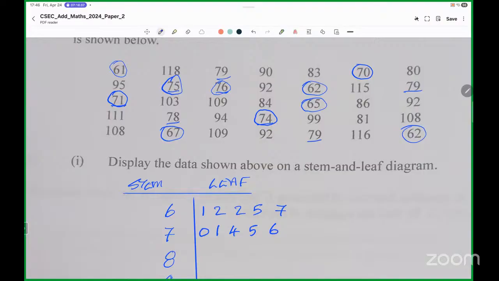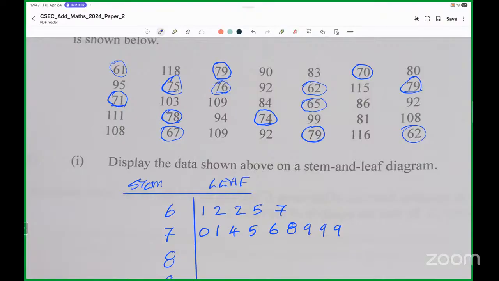Then you have 78 right here. So put an 8 for the 78. Then you have a 79. You have 2 79s, so you're gonna put 9 and 9 for the 79s. Oh, you have another one up here. 79 again. Good. Another one up here. 79.